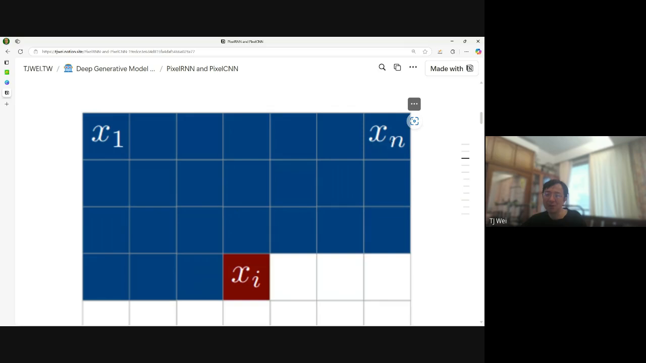then xn plus 1 is in fact very far away from xn. In fact, xn is one of the rightmost pixels, and xn plus 1 is the leftmost pixel. So this order may seem a little bit unrelated because they are so far away.